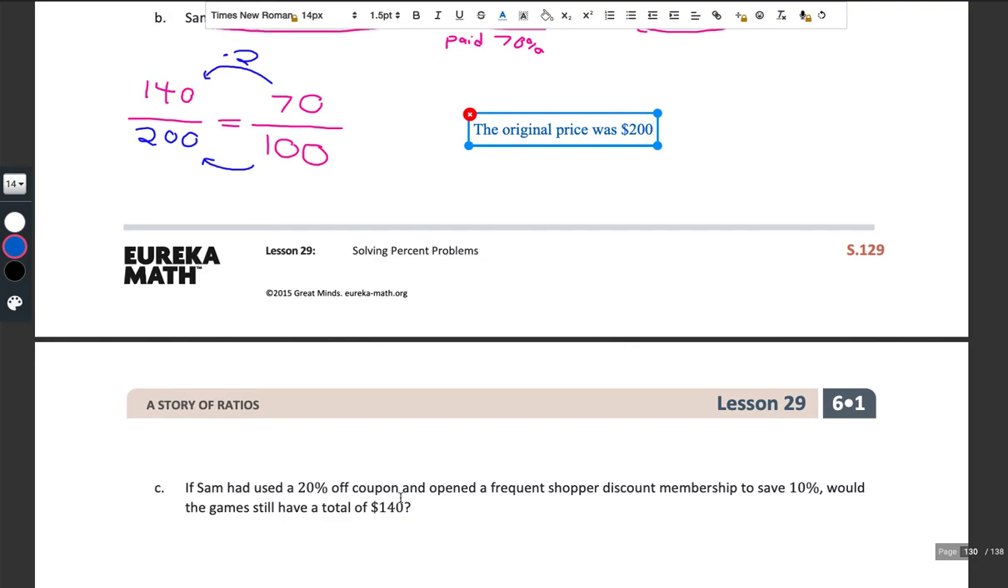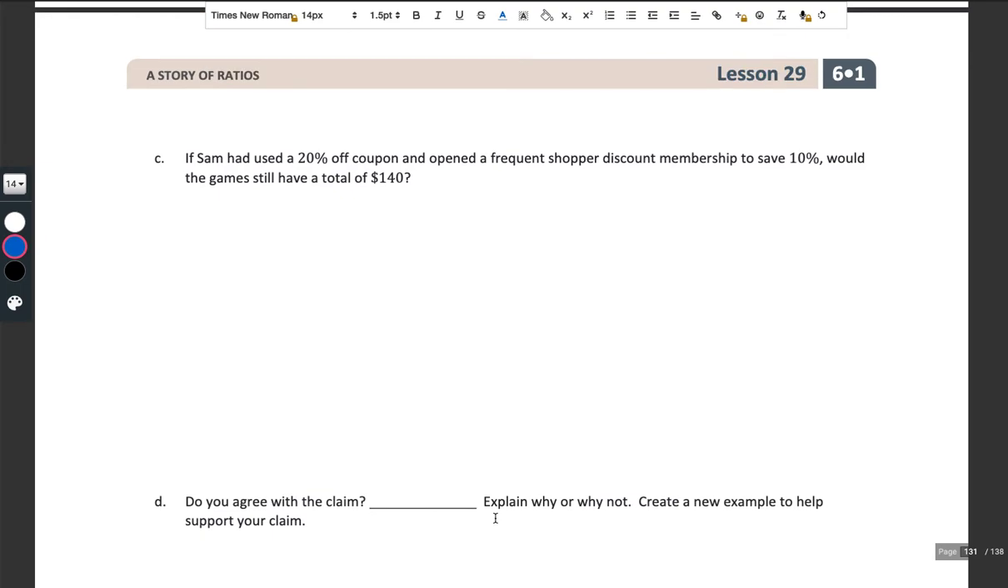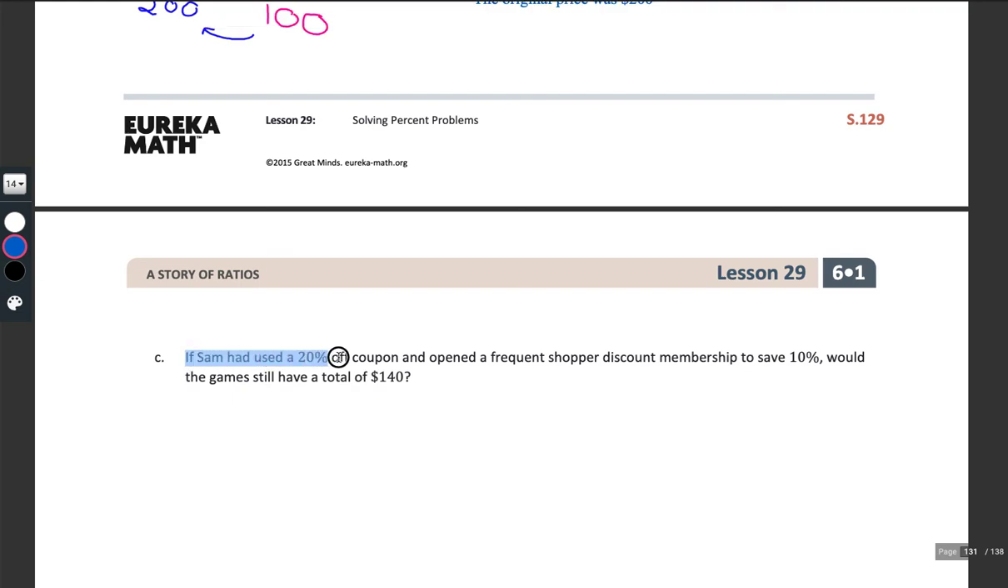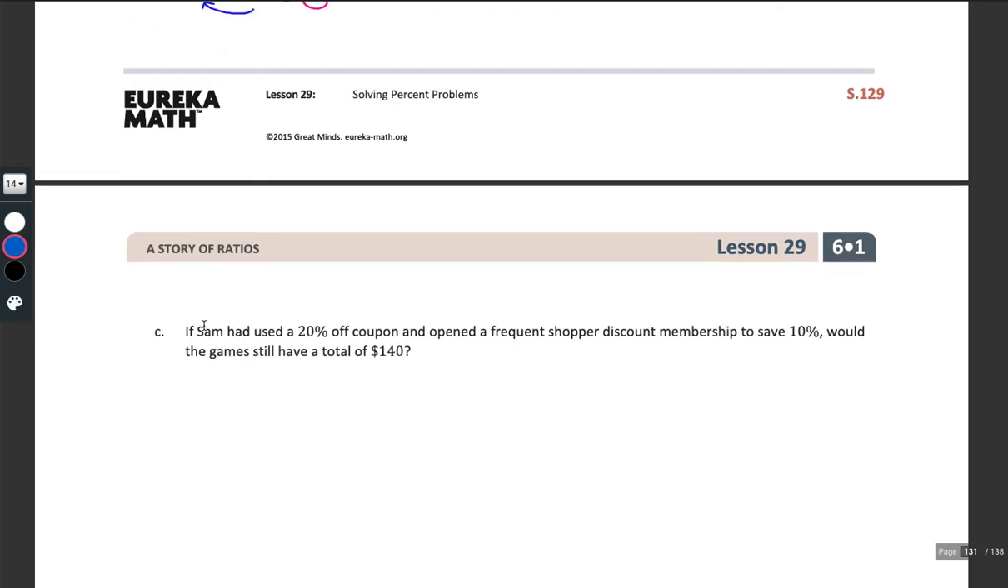If Sam had used a 20% off coupon and opened a frequent shopper discount membership to save 10%, would the games still have totaled $140? Okay, so what we first need to do is find out what 20% is, because first you would use 20%, right? When you imagine you're doing this in real life. You would take these games to the counter. They cost $200. You take them to the counter, use a 20% off coupon. They deduct that cost. And then you're opening a shopper discount for 10%. And then they're going to take 10% off.